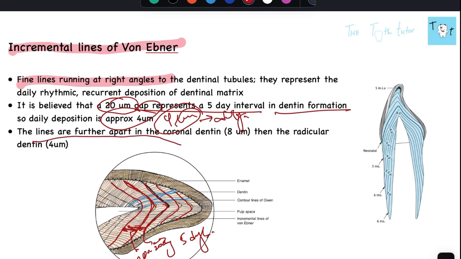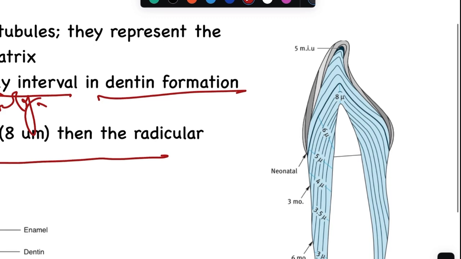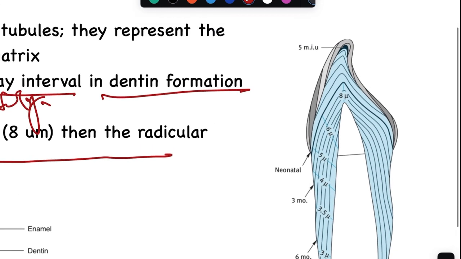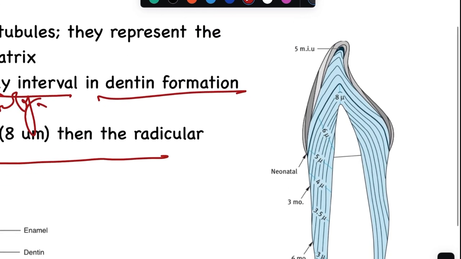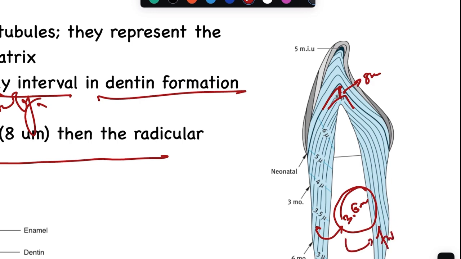Then the lines are further apart in the coronal dentin, 8 micrometers, and they are closer together in the radicular dentin. If you see over here, this is a diagram from Orban. Over here you can see the gap between two lines is bigger, around 8 micrometers, but if you go down here, the gap between two lines is smaller, around 3.5 micrometers. So the dentine was formed faster over here compared to the coronal area.